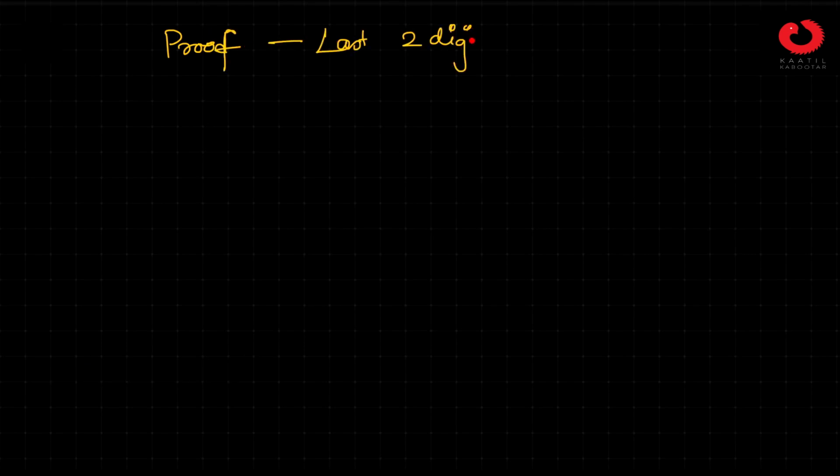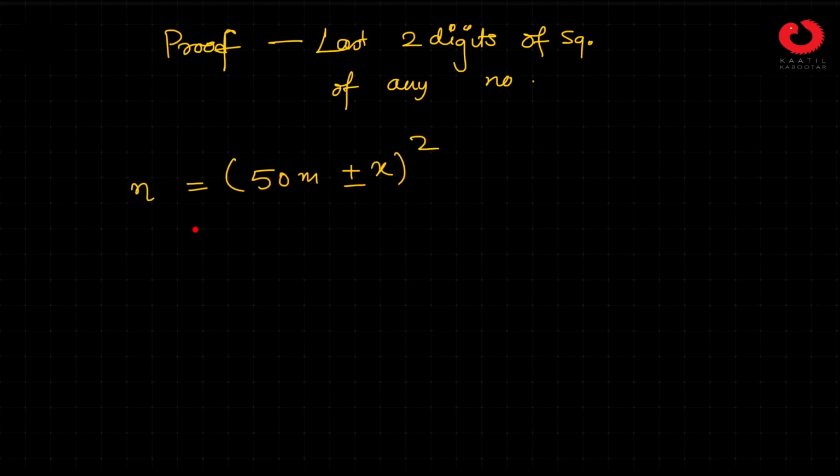Suppose any number is given to you. This is a proof for the last two digits of the square of any number. Now suppose I give you any number n, can you write this number n as the closest multiple of 50? Like, can you write this n as (50m plus or minus some value x) whole square? Now if I try to explain with this syntax, it might be difficult. So let us take a numeric value and see.